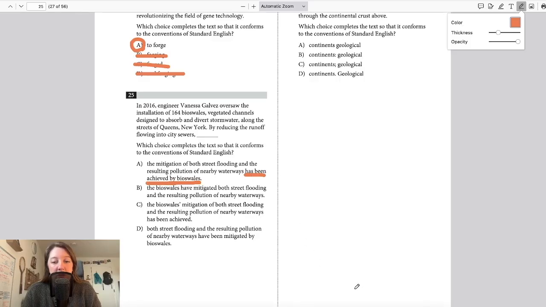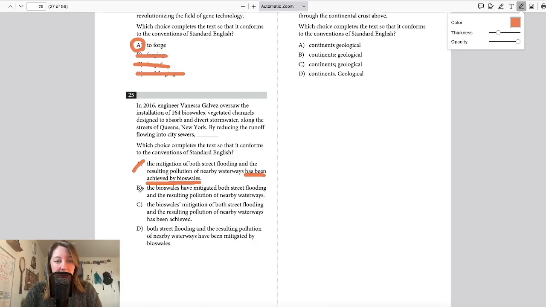What we want to say is something like bioswales or the use of bioswales has achieved this result, right? We don't want to make it seem like we're trying to hide who did it, right? We want to be able to say, I broke the vase instead of the vase got broken, right? It sounds like you're a little kid that's trying to get out of getting in trouble or something. So that's how I think about passive voice. So what we're going to do is cross off A. We know that's not it.